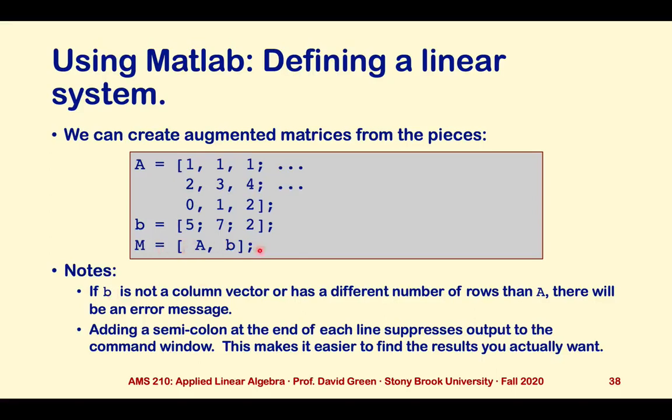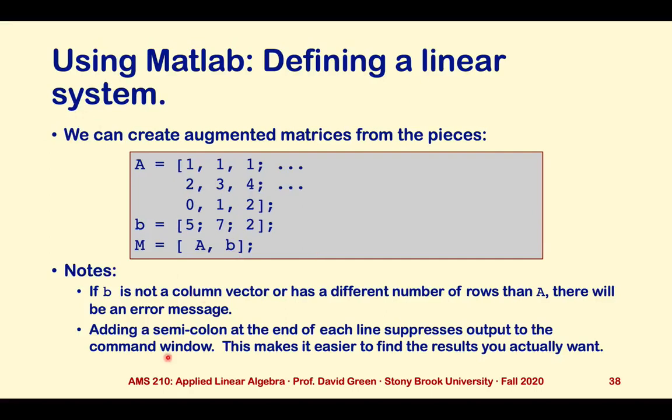If we try to do this and B is either not a column vector, let's say it was a row vector instead, or if it had a different number of rows than A, then an error message would be given here so that you know something has gone wrong.